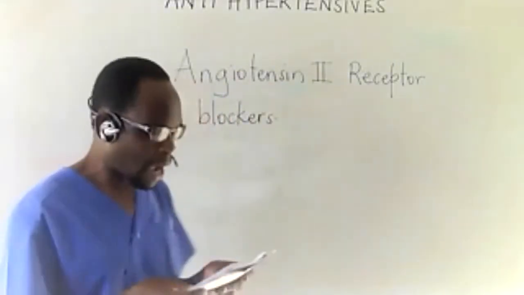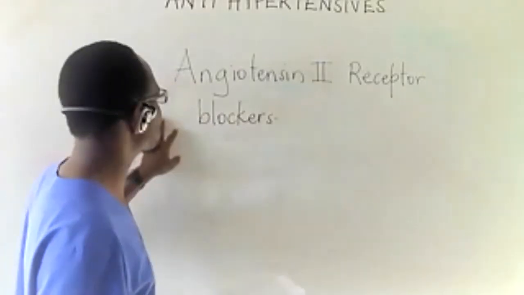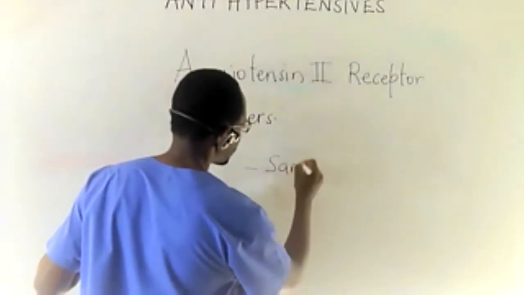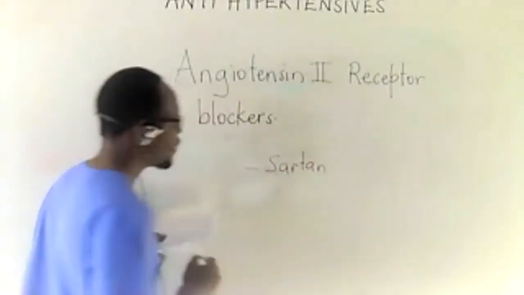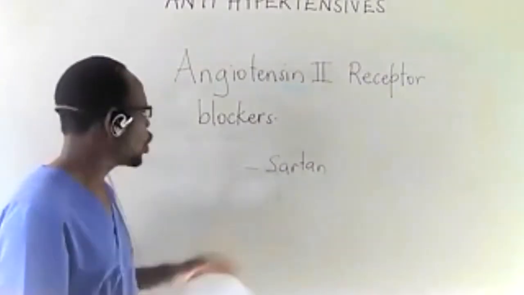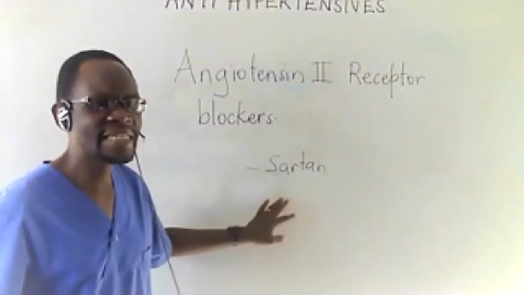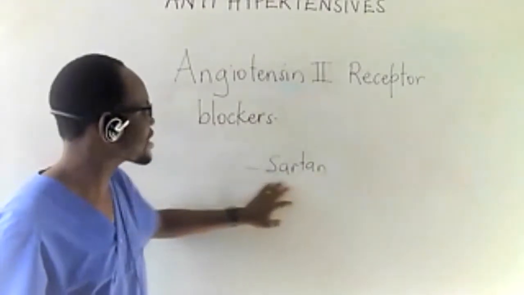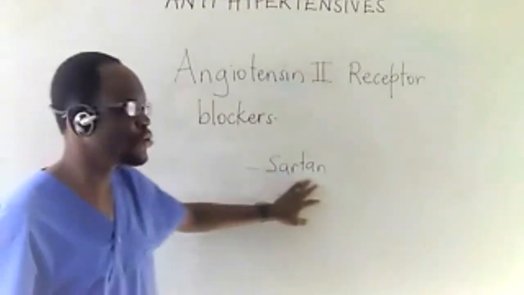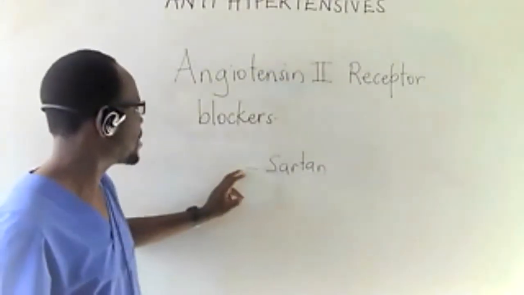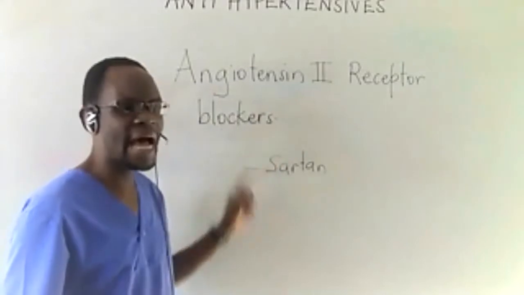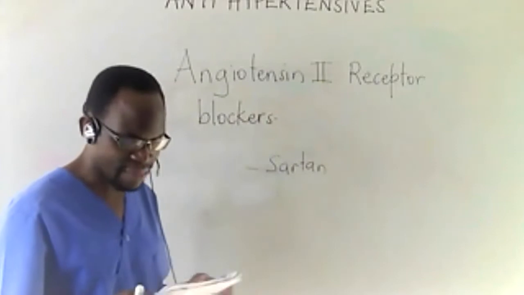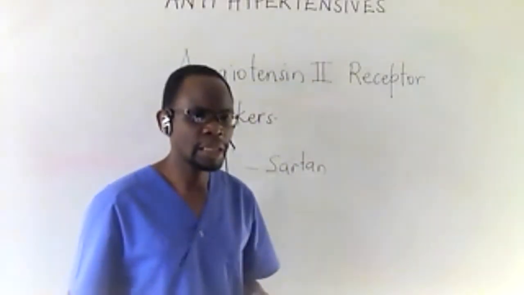Now, what are some of the examples? You have heard about those drugs that end with sartan, like losartan. Those drugs that end with sartan are basically angiotensin 2 receptor blockers. Losartan, among other examples that you will see in the notes.